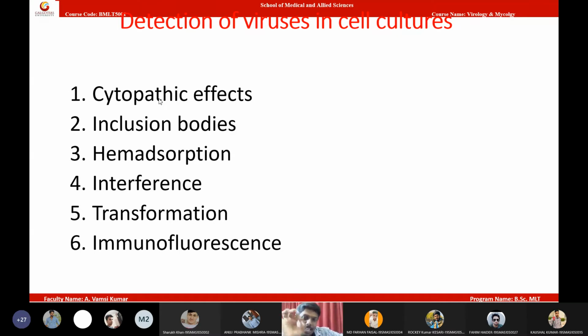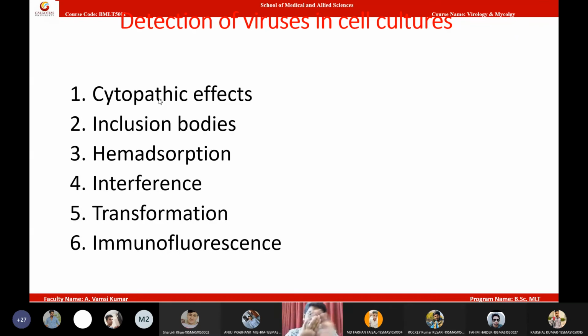The shape of the cell will be changed. By seeing the change in the cell morphology, we can tell what type of virus infected the media. Such cellular changes are called cytopathic effects. Change in the morphology of the tissue is called cytopathic effect. Many viruses will show these cytopathic effects. Upon their replication in the tissue, they will change the morphology of the tissue.